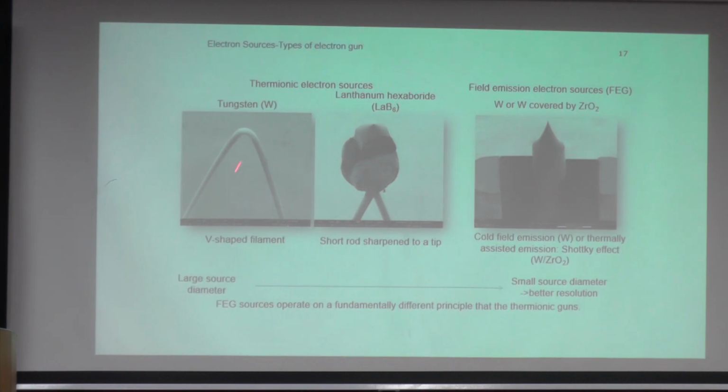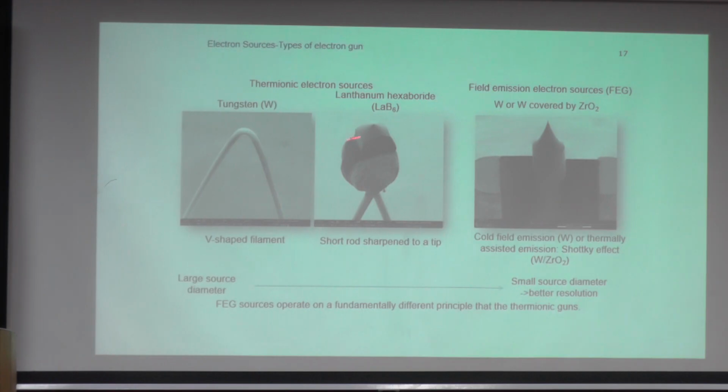So actually, it's attached to this filament. This is the LaB6 cathode. And for the field emission gun, we use tungsten or tungsten covered by zirconium dioxide. And here the source is very sharp. It's very sharp on the tip. And they use different physical effects to extract the electrons.